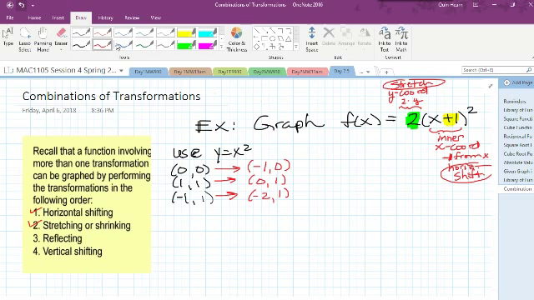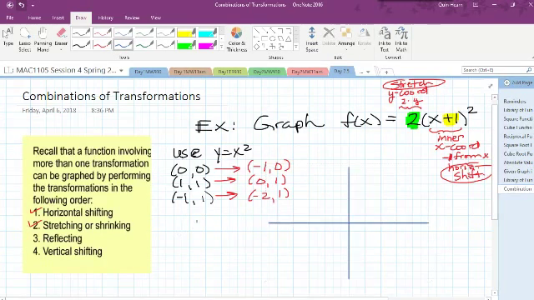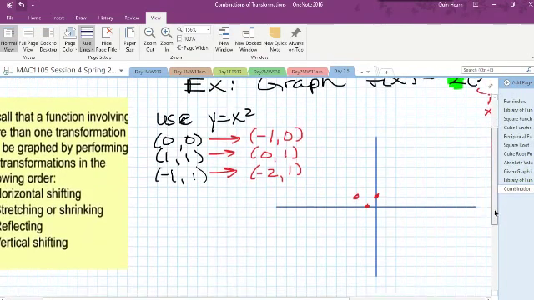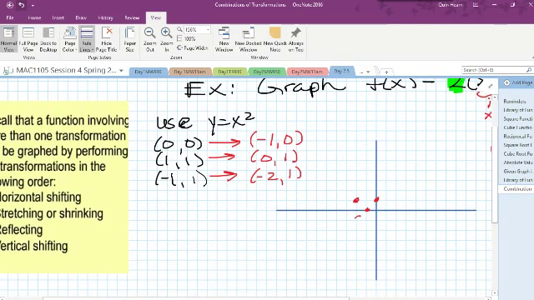All right, let's go ahead and plot that to see where we are. This is just the first step, horizontal shift, affecting the x coordinate. Okay, so we are at, so far, -1, 0, 0, 1, and -2, 1. Let me zoom in a little bit more. Okay, so -1, 0, 0, 1, -2, 1. You see how that looks like the parabola that we're familiar with, but it's shifted to the left 1 unit.